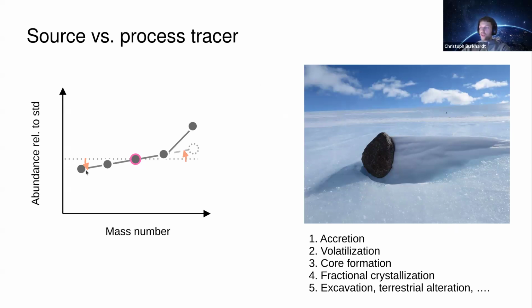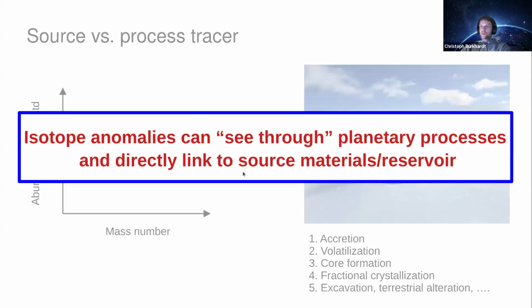However, what did not change over all of these processes is the mass-independent anomaly. So the isotope anomaly stayed the same. And this is the power of these isotope anomalies, because we can really use them. We can see through any planetary processes and directly link to the source reservoir, the source material, even though the rock has seen many, many different processes.